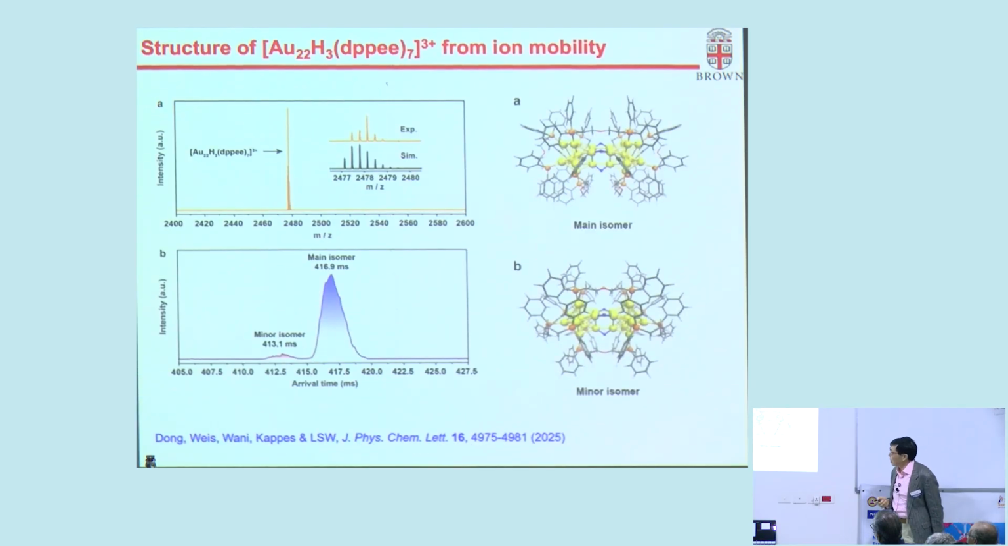So just earlier this year, we collaborated with Professor Kapis' group. We did ion mobility on this cluster. We actually find there are 2 isomers. The main isomer actually is the isomer with the single ligand. There's a minor isomer, which is with the 3 ligands.